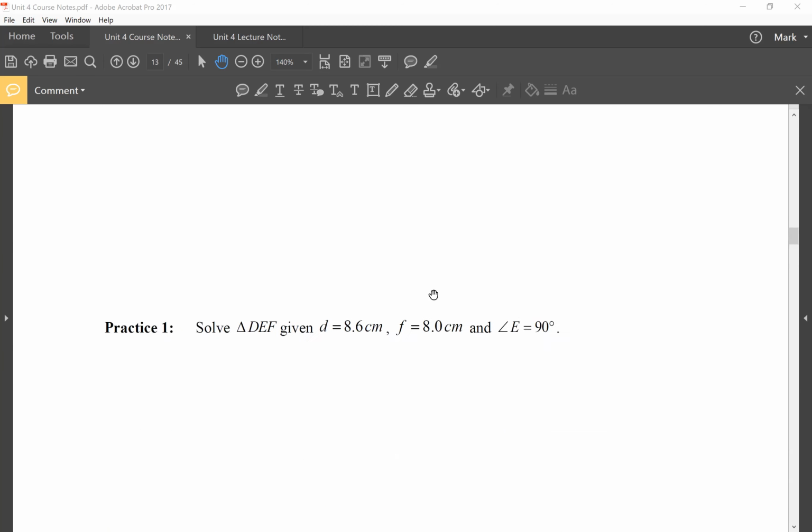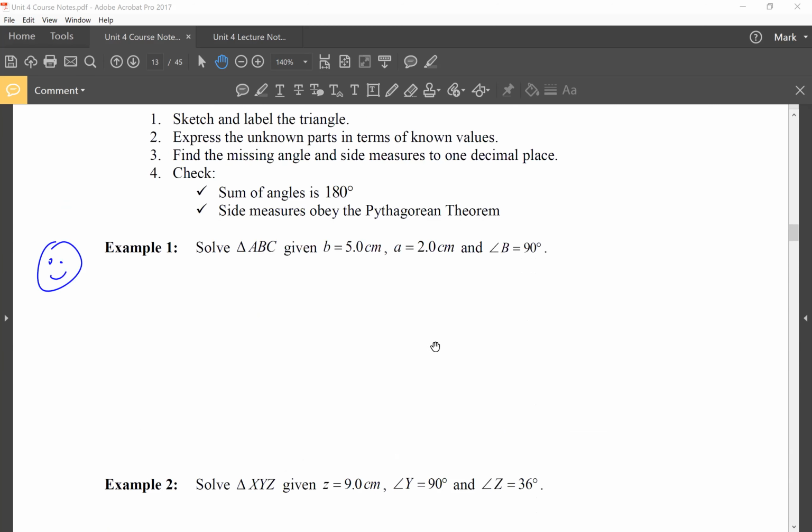So let's start with not a word problem, just solving a triangle. It says solve triangle ABC given the following information. Now, one little note. All triangles on the exam are right triangles.